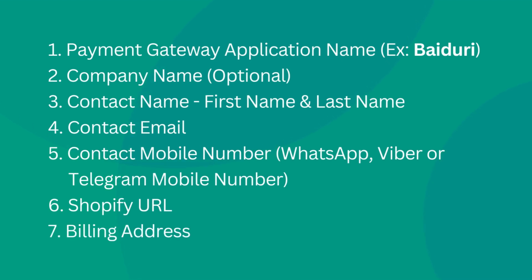1. Payment gateway application name, example, Baiduri Bank IPG. 2. Company name, optional. 3. Contact name, first name and last name. 4. Contact email. 5. Contact mobile number, WhatsApp, Viber, or Telegram mobile number. 6. Shopify URL.